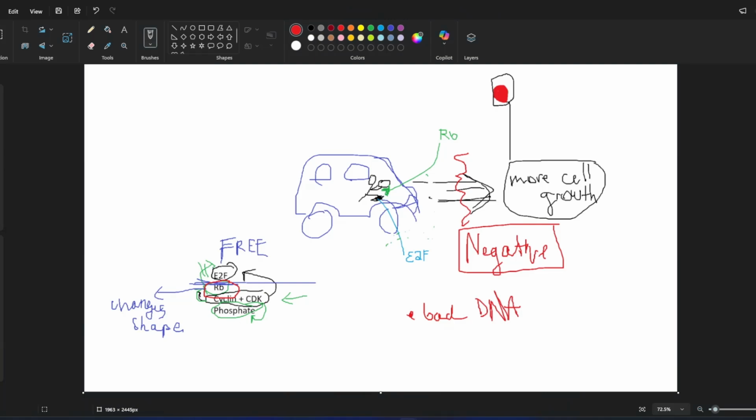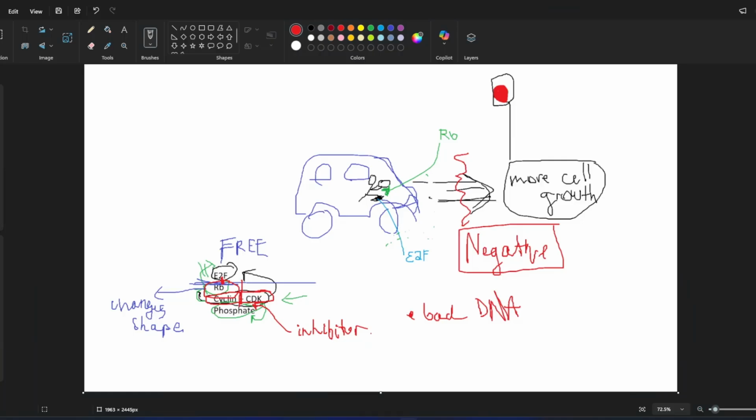And so an inhibitor steps in and blocks cyclin and CDK from working together, and RB stays locked. So this one stays in its place, trapping E2F. So E2F is not free, right? Cyclin and CDK are also, what are they doing? They're not even working together because an inhibitor has blocked them. Inhibitor has blocked them from working together as well. So E2F stays trapped.